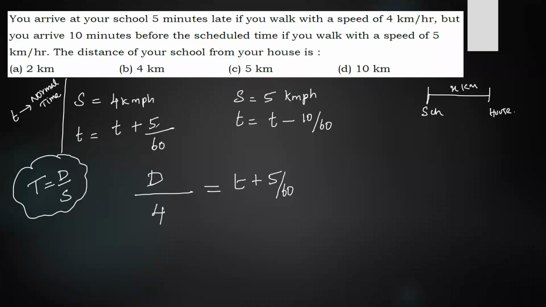This is for the first one. The second time, if I walk the same distance at 5 km per hour, then time taken is t minus 10 by 60. Is it clear?